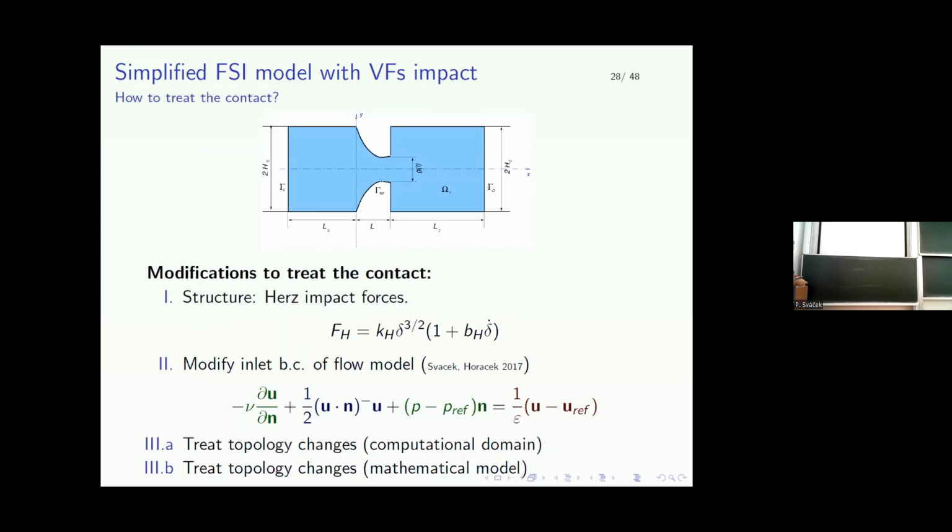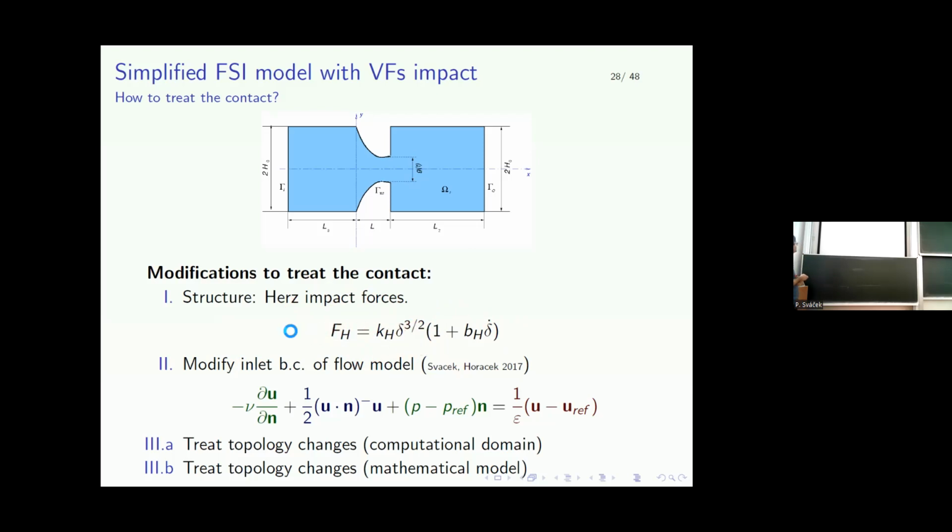So now what I would like to focus on is the inclusion of the contact in the mathematical model, and it is basically done by including 3 components. The first component is the model of the impact forces. Here, because we have a simplified model, we use a Hertz impact force specified like this. When the contact occurs, we add a force, with a constant which depends on the Young modulus of the structure, and this Hertz force is proportional to delta to the power 3/2, where delta is the overlap of the two structures over each other. So this was used again from the paper.